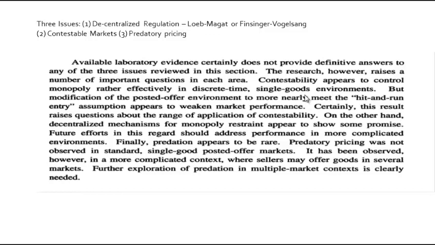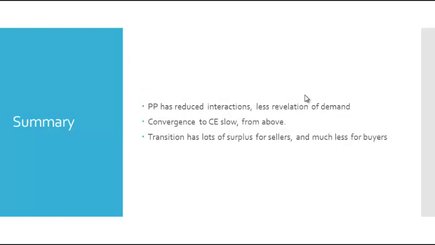Decentralized mechanisms show some promise. Predation does not happen too often in simple markets, but if there are multiple markets, then predation can happen. So these are the results for industrial organization. Now the chapter summary. The chapter is basically about posted prices. Posted prices have reduced interactions. There is less revelation of demand. Typically, even if you have ideal conditions, you have very slow convergence to competitive equilibrium, and the convergence occurs from above. If you look at the whole process, there is a huge amount of surplus for the sellers and much less for the buyers.